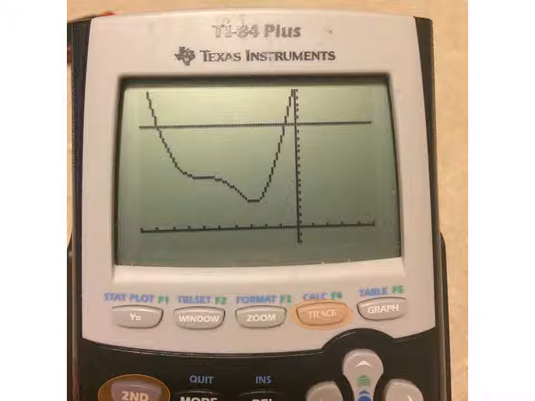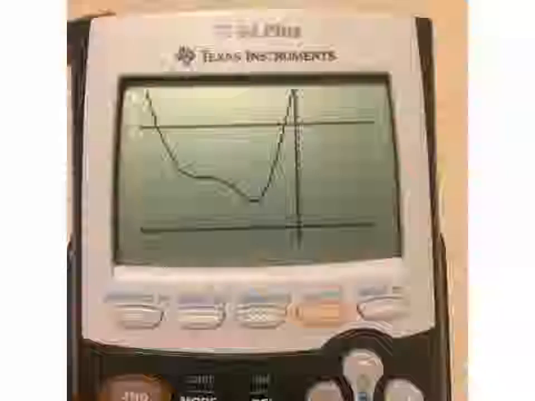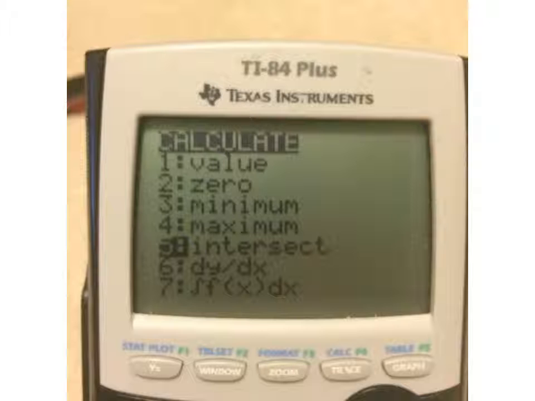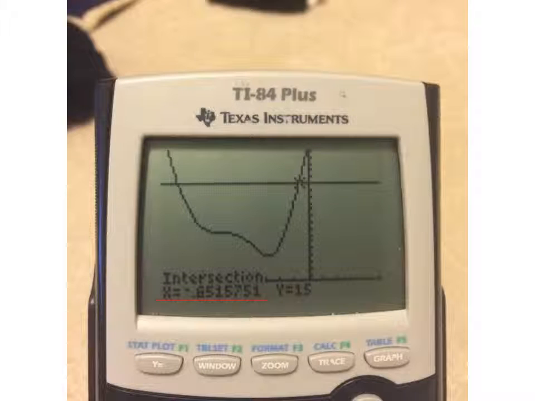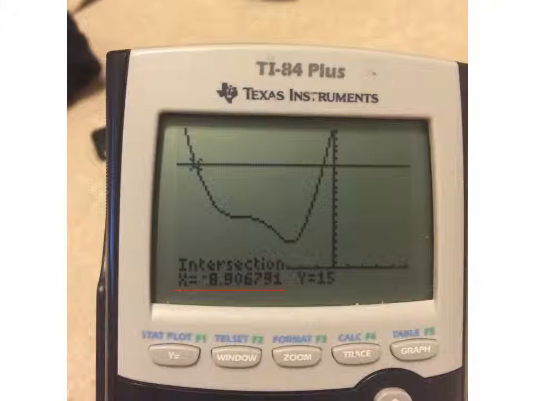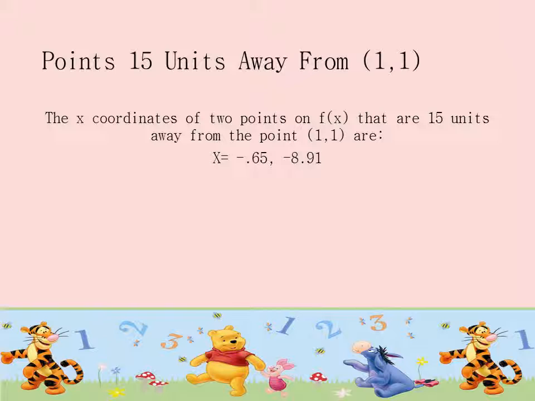Press second calc. Select intersect and press enter. We find the intersection points between the two functions. The x-coordinates of 2 points on f of x that are 15 units away from the point (1, 1) are x equals negative 0.65, comma, negative 8.91.